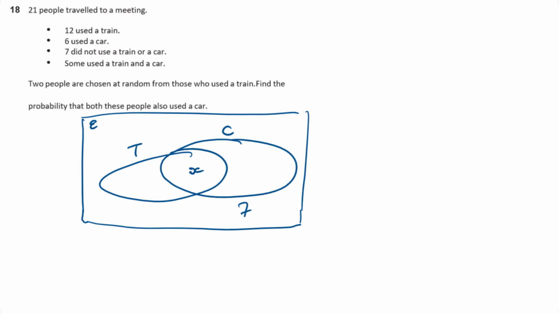We need to find that first. The people who used train only is going to be 12 minus that value of x, and the people who used a car only is going to be 6 minus that x, so that you've got 6 altogether. We know that everything in there equals 21, so we're going to use that to find the missing x value. So we're going to form an equation in X and solve it, because I know that all 4 of my regions is everyone and everyone is 21 people. So my 12 minus X region plus my X region plus my 6 minus X region plus my 7 region, all added up must be equal to 21.